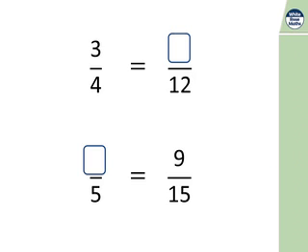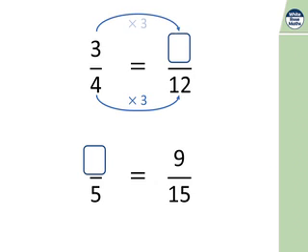How did you get on? We can see when looking at the denominators on the first one that 12 is 3 times greater than 4. So in order to keep that relationship the same, we need to do the same to the numerator. 3 multiplied by 3 is equal to 9. So 3/4 is equivalent to 9/12.